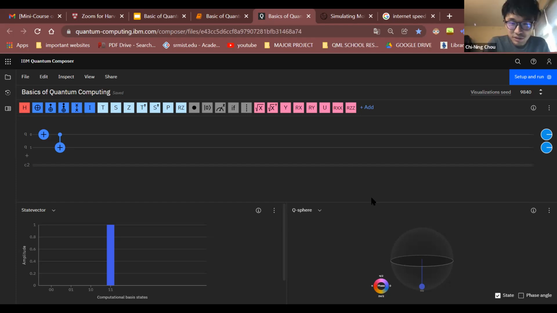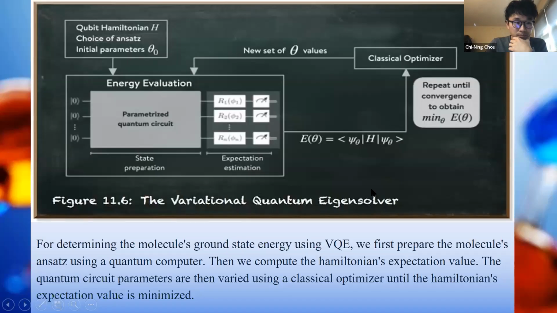Sorry, are you using your slides now? Yeah, we are still seeing the IBM simulator. Oh, sorry. Yes, I'm so sorry. Is it clear? Is it visible now? Yes, yes. I'm really sorry.